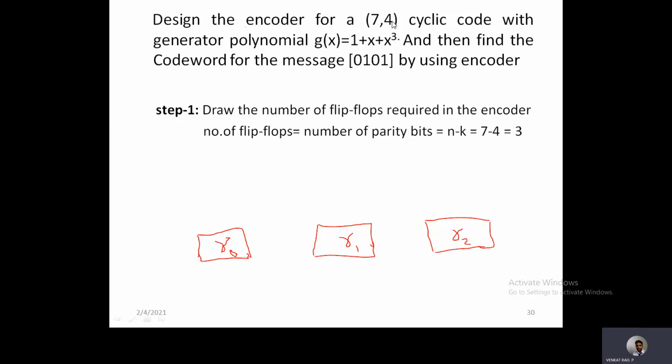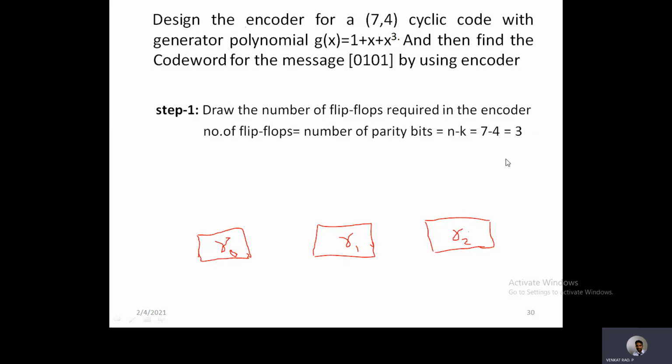If it is given that it is a 7,4 cyclic code, then n minus k is equal to 7 minus 4, that is equal to 3. So the number of parity bits is equal to the number of flip-flops, that is 3. So I identified there will be 3 flip-flops that must be connected in the encoder diagram. Before that, just draw these empty blocks as 3 flip-flops: 1, 2, 3. Just draw 3 blocks. That is the first step.